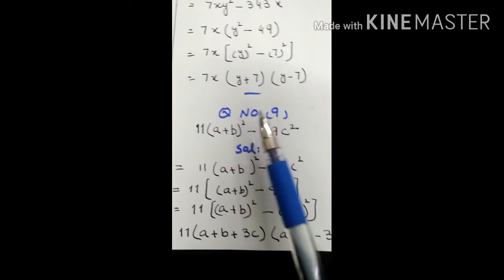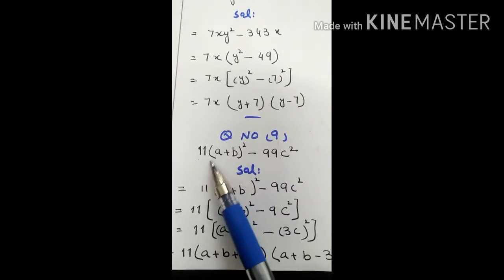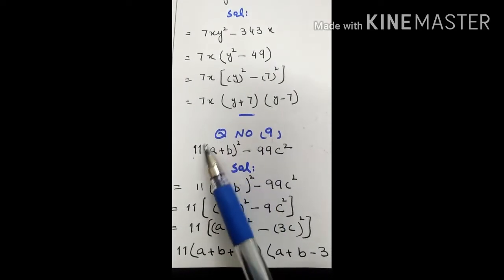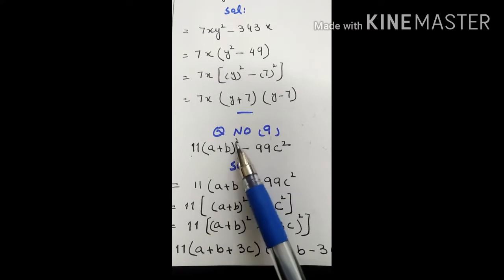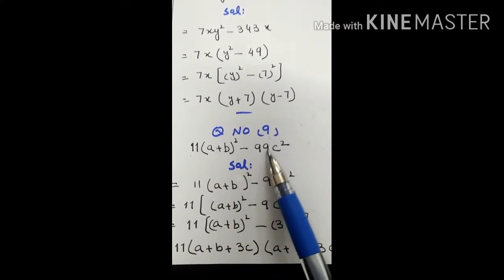Now move towards question number 9. This is a little bit different from these two questions. Here you are having 11 into a plus b whole square. That means already you are having a value that is in squared form, but this is a plus b whole square minus 99c square.